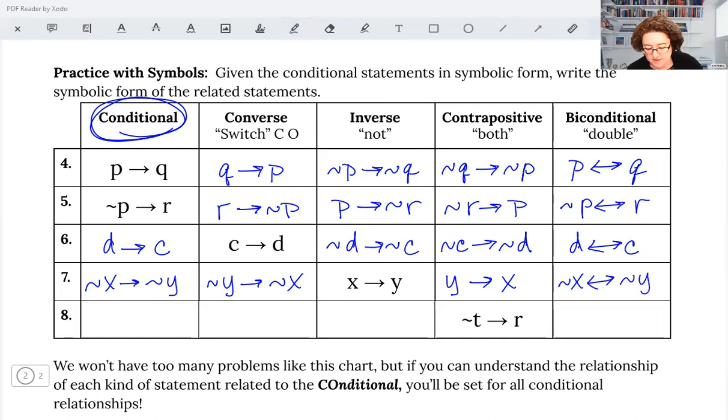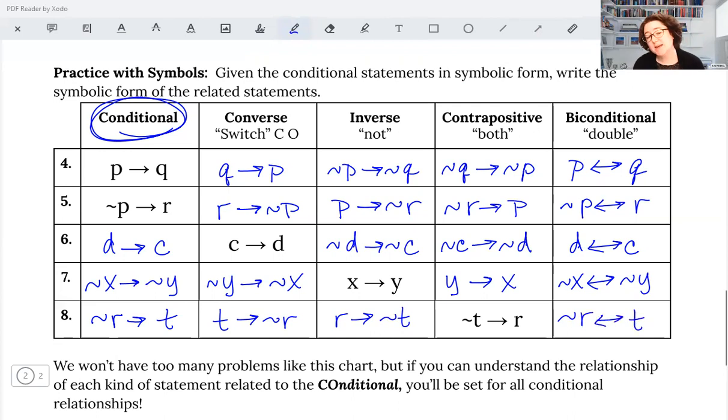Okay, contrapositive, not T, arrow R, we would have had to switch and flip to get there. So our original should be not R, then T. Converse, switch that order. So T, arrow, not R. Inverse, throw a not in front of your original conditional statement. So that's R, arrow, not T. And biconditional, use that double arrow.